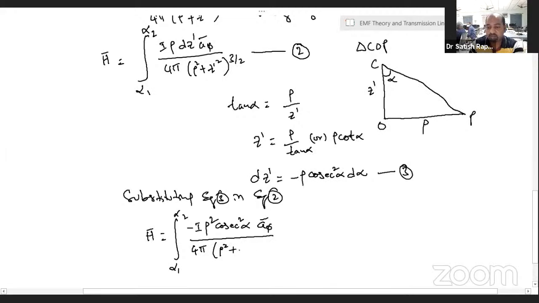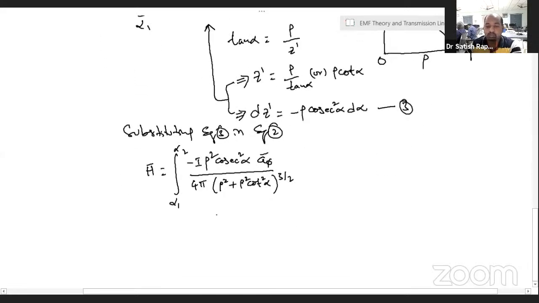So what is z dash? Rho cot alpha, right? Rho square cot square alpha, whole to the power of 3 by 2. So this you will get. That means by substituting z dash and dz dash, substituting these two in equation 2, we will get this one.